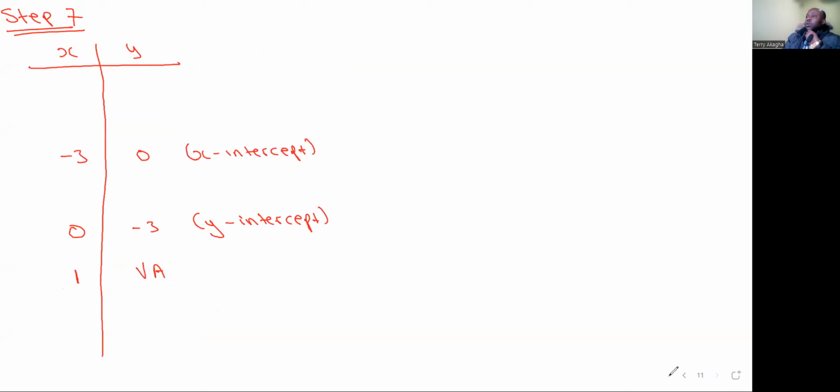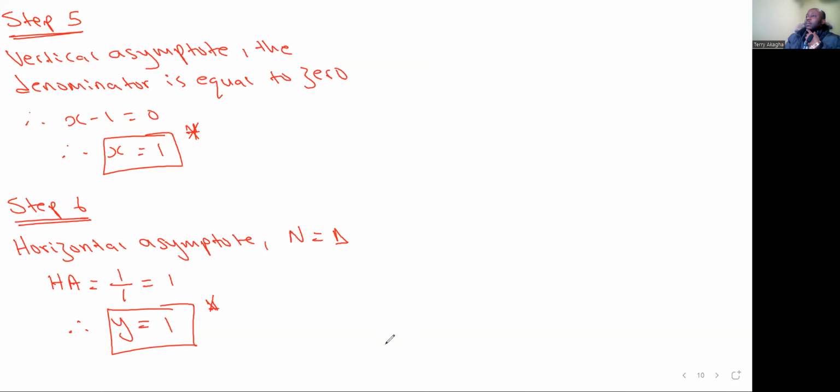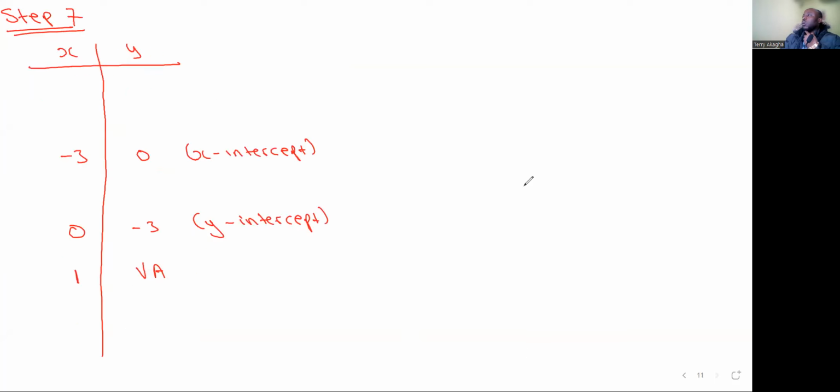So moving forward, we have the vertical asymptote to be 1, and we have the horizontal asymptote as well to be 1. So I'm going to just write it here to make it easier. So y is equal to 1, right?